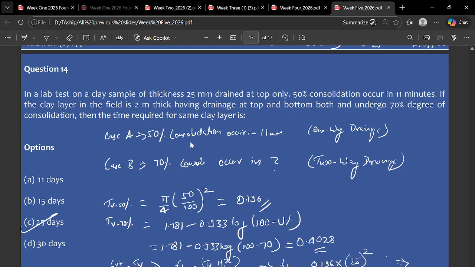Again, these are about the calculation of your time factor for two cases. That is one important thing you need to take into account. If drainage of the soil layer is on both ends, you need to consider only half of the soil layer while calculating the time of drainage, while if the drainage is happening only at one end, then your whole soil layer depth needs to be taken into account.